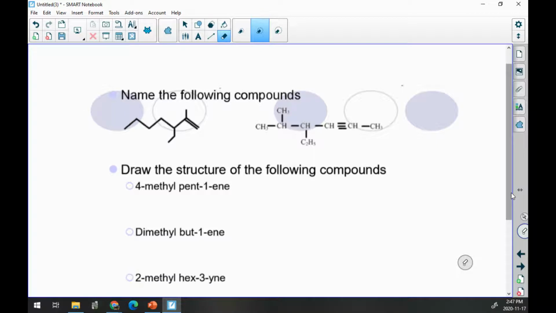So in this one here, I'm going to number this direction. Why? Because my double bond is there. Go ahead and name that one. I'll give you a minute.